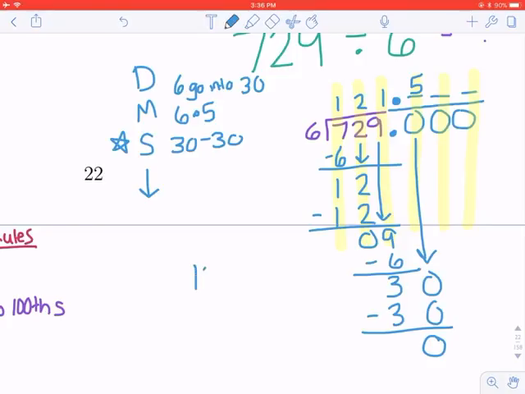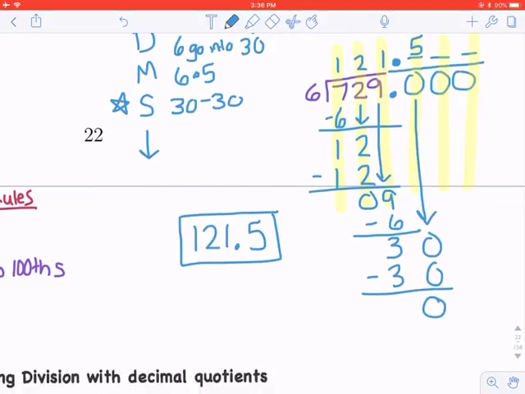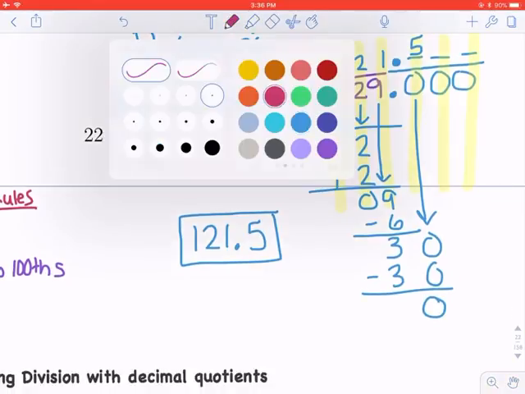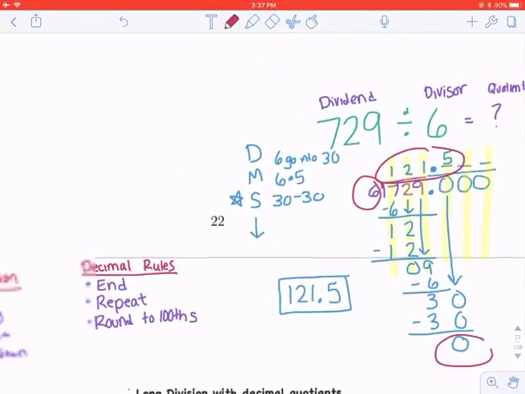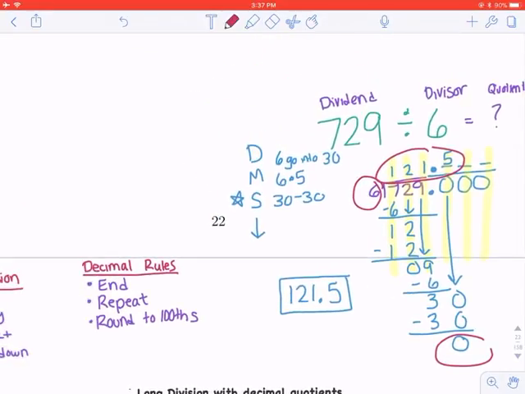The answer is 121.5. And you always write your answer off to the side. The grader should not have to look at your long division to pick out what you think the answer is. Because the grader doesn't know if you think the answer is 121.5, or do you think the answer is 0, or do you think the answer is 6? They don't know. So you have to write the answer by yourself. So that's our quotient, 121.5.